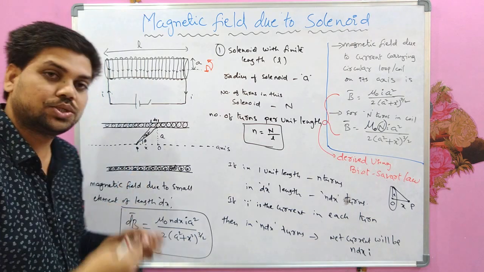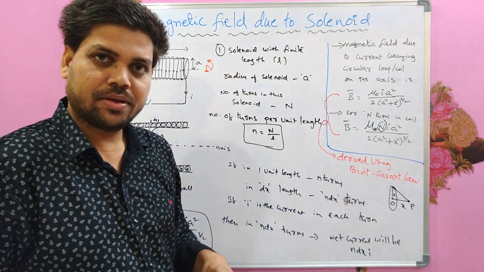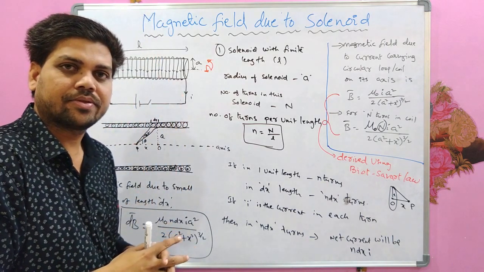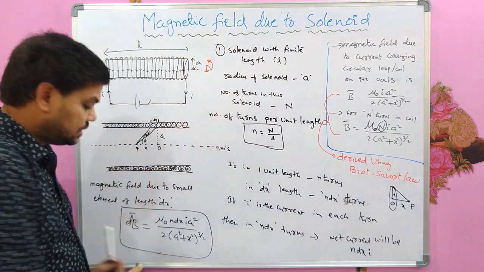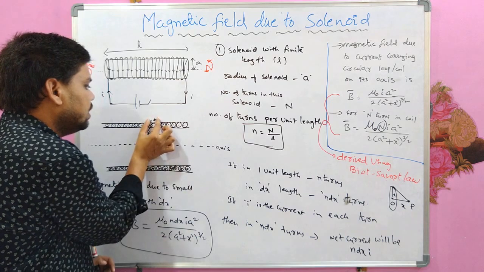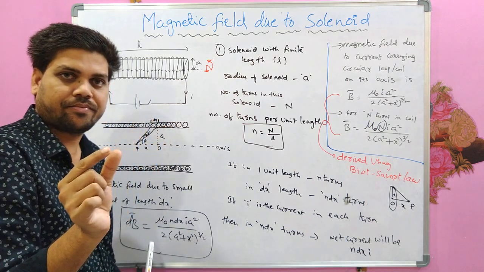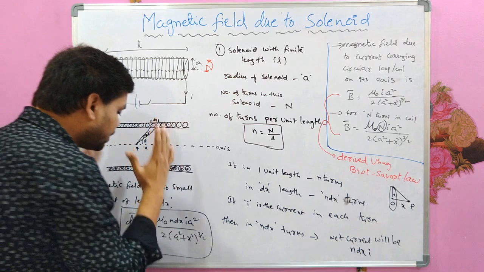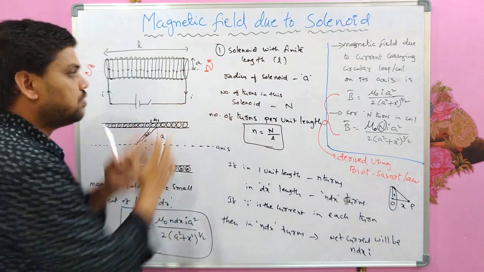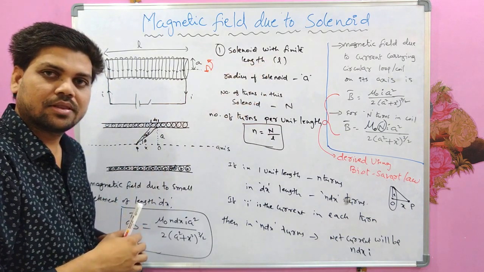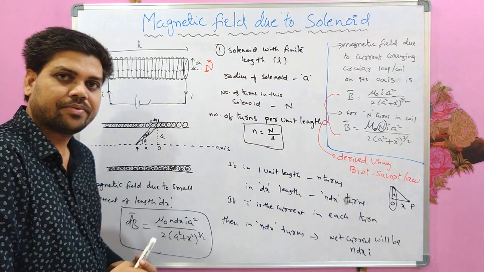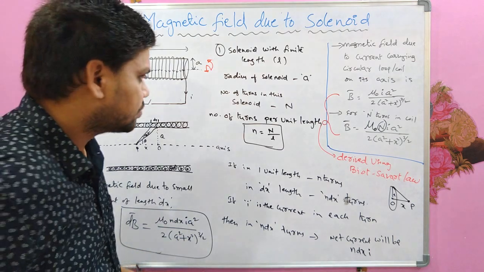Now if I want the total magnetic field produced by this entire solenoid, because this is the magnetic field only due to the small segment of the solenoid, that is of dx length. If I want the total magnetic field produced by this solenoid of length L, then what should I do? I just have to integrate it. Okay?